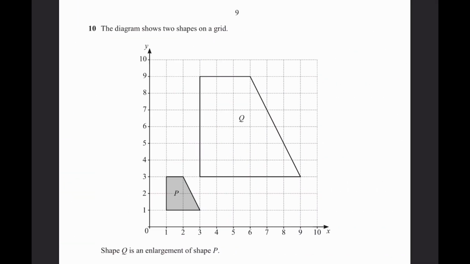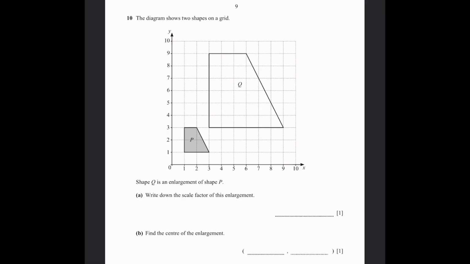Let's go to question 10. The diagram shows 2 shapes on the grid. Shape Q is an enlargement of shape P. A, write down the scale factor of the enlargement. Let's take one side. Over here the length is 2. Over here it's 6, which is equal to 3 into 2. Because we're multiplying by 3, we get scale factor 3.